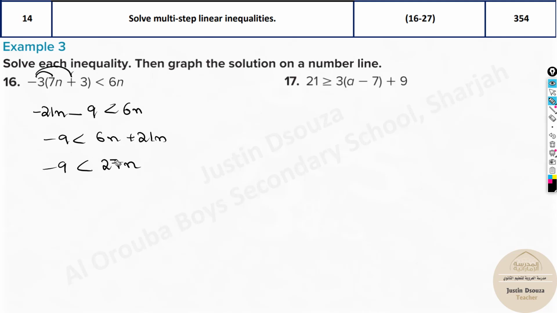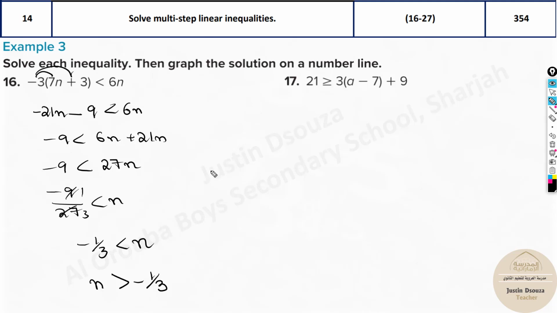You want to remove this 27. Take it to the other side or divide both the sides by 27. So I'll just take it down over here. It'll be 27 less than n. This is 1 time. This is 3 times. 9 3s are 27, right? Negative 1/3 is less than n. Or n is greater than negative 1/3. So this is the answer.